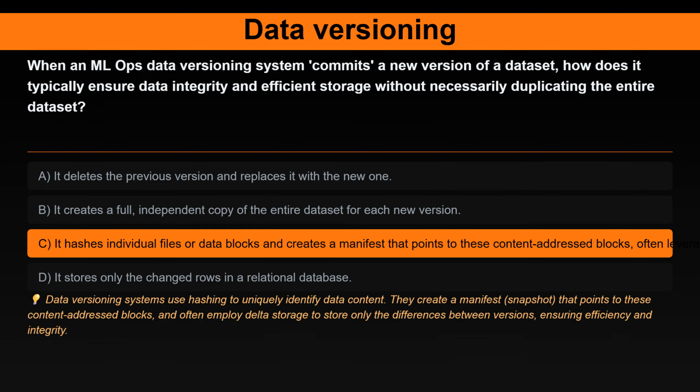The correct answer is, quote, it hashes individual files or data blocks and creates a manifest that points to these content-addressed blocks, often leveraging delta storage. Here's the explanation. Data versioning systems use hashing to uniquely identify data content. They create a manifest, snapshot, that points to these content-addressed blocks and often employ delta storage to store only the differences between versions, ensuring efficiency and integrity.